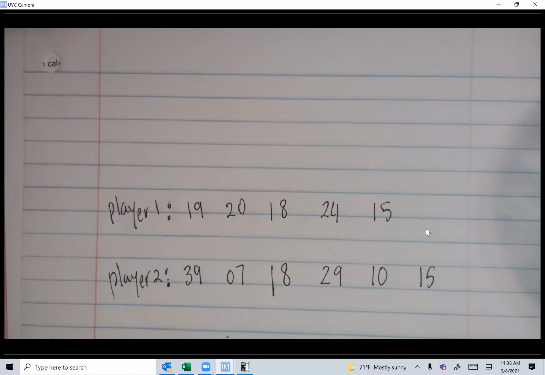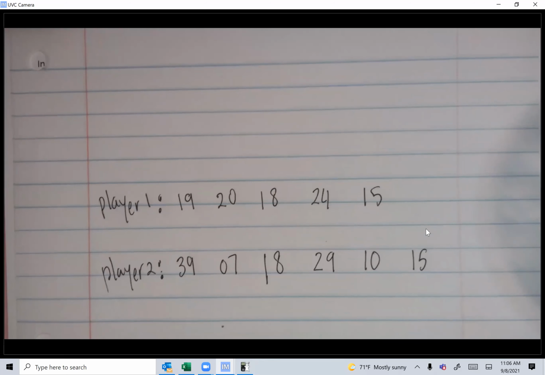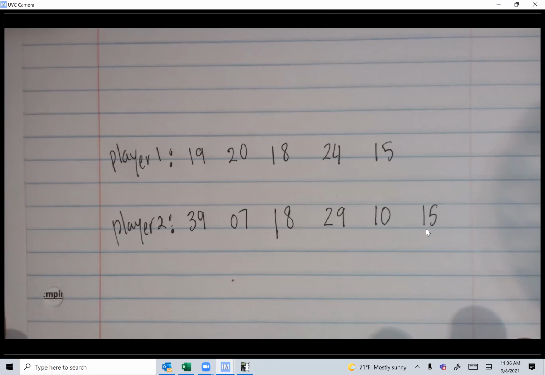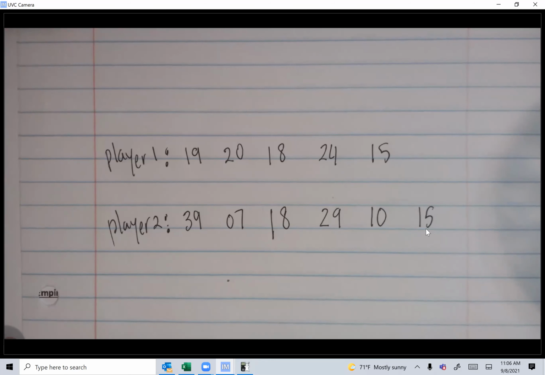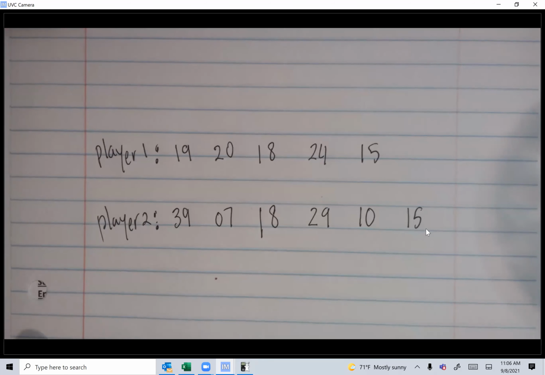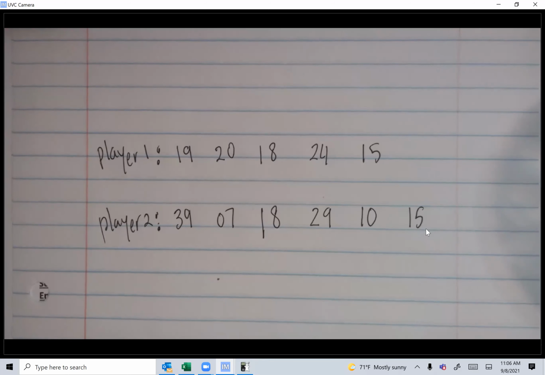How do you make a decision? If consistency is my concern, which player, guys, would you hire? And you don't even need to crunch the math, because I made the data very clear. Then you can see what the outcomes are going to be. So which player would get the job, guys? Do you think player one or player two? Player one. And why is that? I agree.